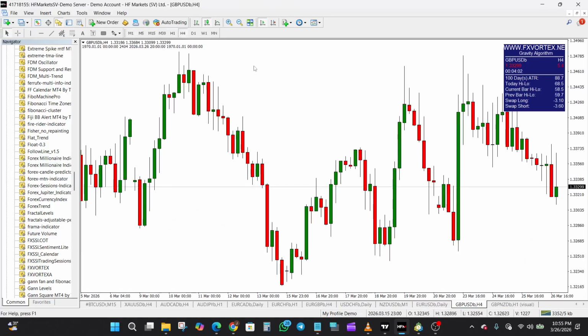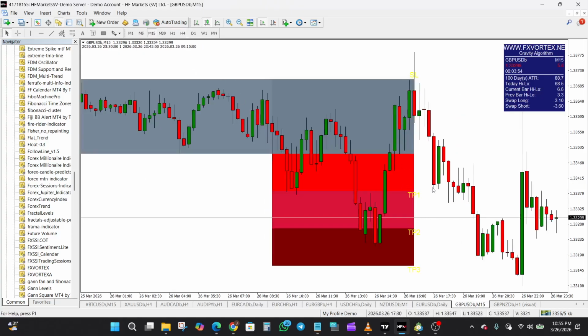All right. So basically, traders can take advantage of this indicator to get precise entry points, take profit levels and stop loss levels, and also get an idea of some useful information being displayed by the Vortex Dash indicator.